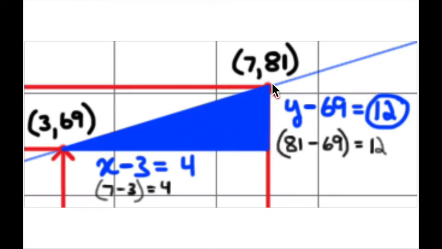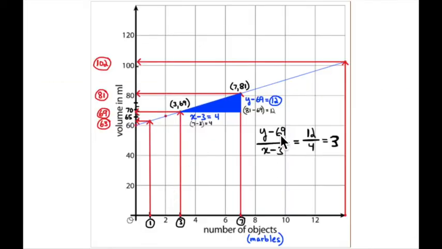So there's a 12 milliliter change for adding how many marbles? Well, we started at 3 marbles and we ended at 7 marbles. So what was the change in the number of marbles we added? That is 7 minus 3 equals 4 marbles. So y minus 69, this is the change in the vertical direction. That y minus 69 equals 12 milliliters. And the change in the horizontal direction is x minus 3 equals 4 marbles. Well, 12 divided by 4 equals 3 milliliters per marble.